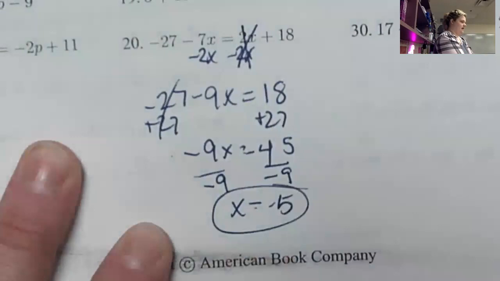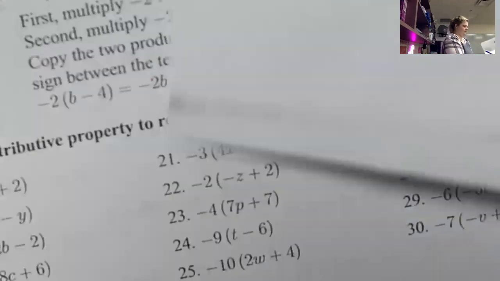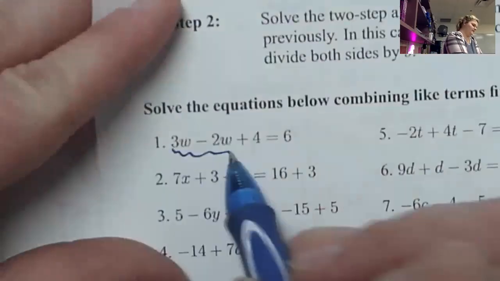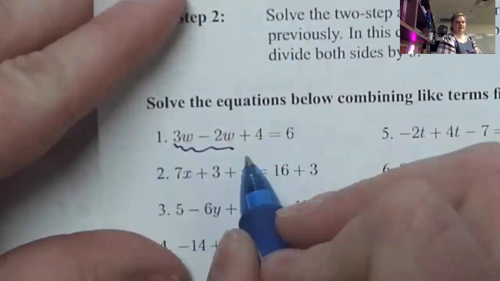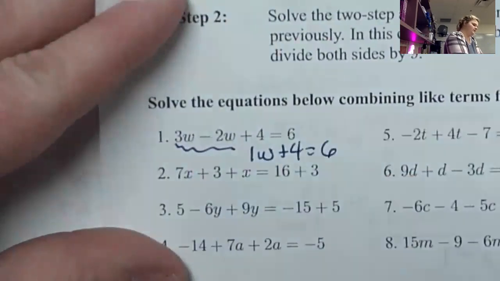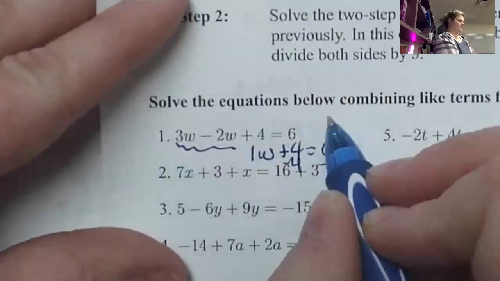Sometimes you're going to see variables on the same side before you are moving it around. Let's try to find those. So you have to add the like terms first. So I see that 3w minus 2w, that's right next to each other. 3 minus 2 is 1w. Still have plus 4 equals 6. Then I want to get that w by itself. So I'm going to subtract that 4. So w equals 2. Okay. Different ways to do the problems.